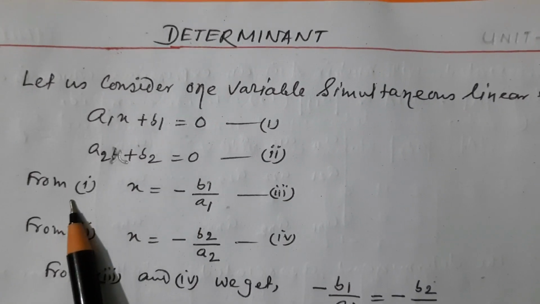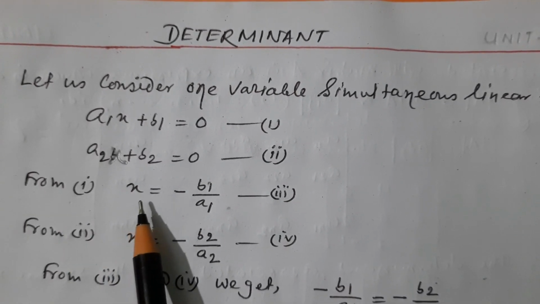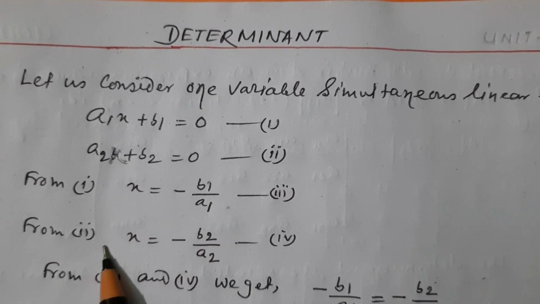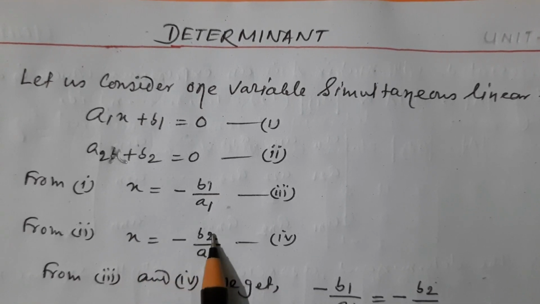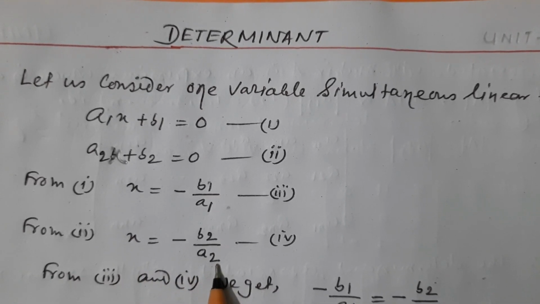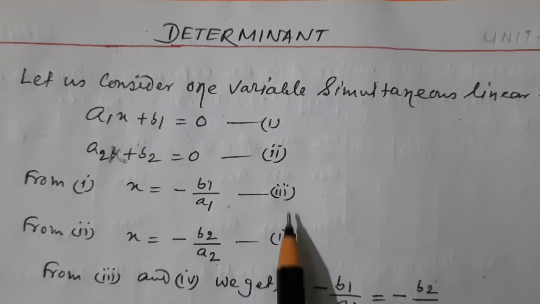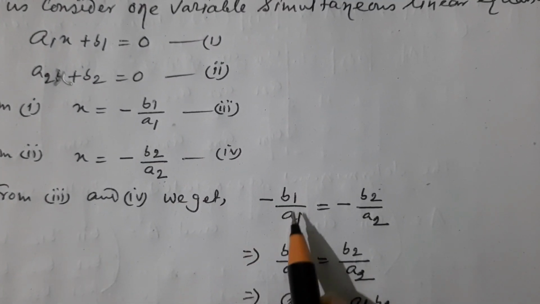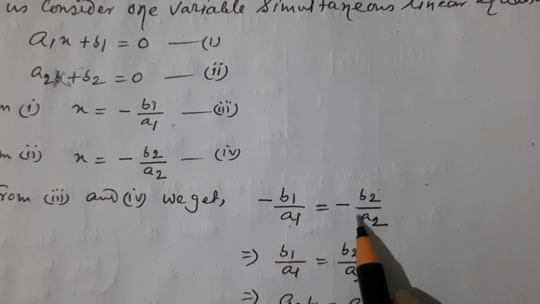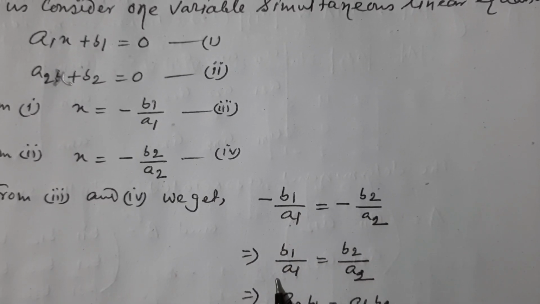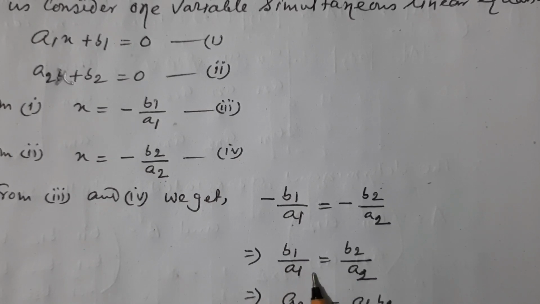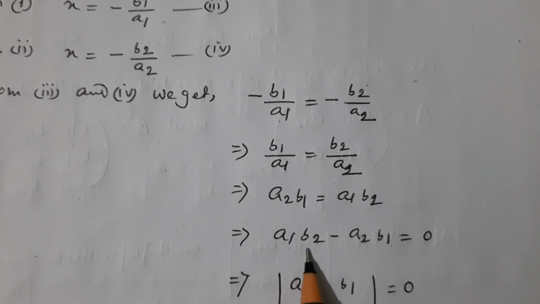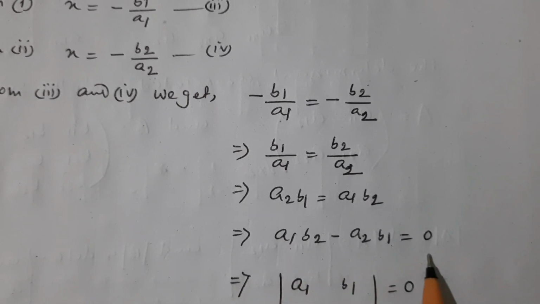So from 1 we evaluate the value of x equals minus b1 by a1. From 2 we get x equals minus b2 by a2. From 3 and 4 we compare and get minus b1 by a1 equals minus b2 by a2. This implies that b1 by a1 equals b2 by a2. This implies that a1 b2 minus a2 b1 equals 0.